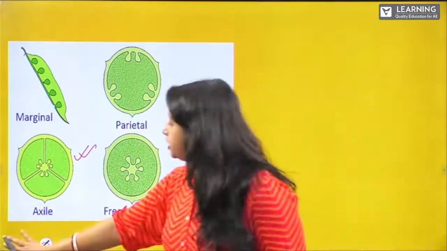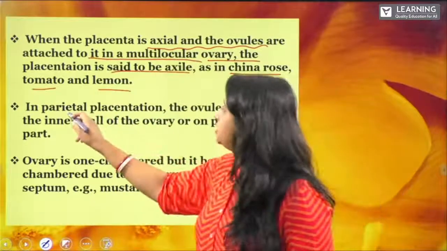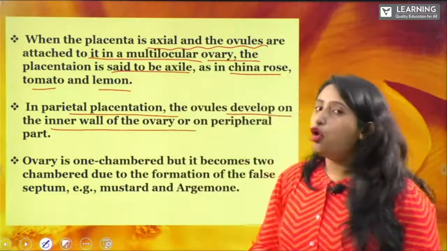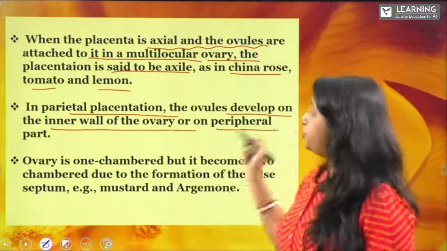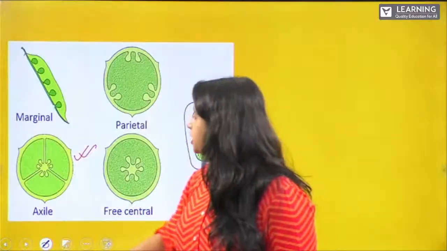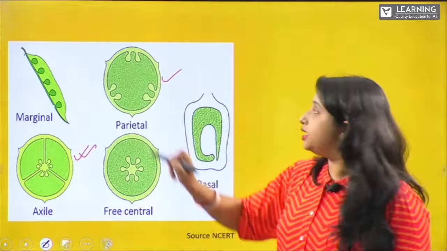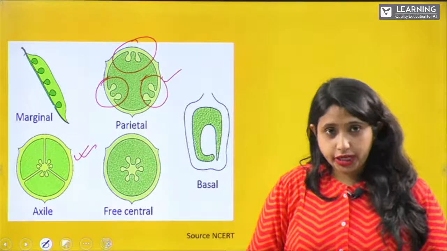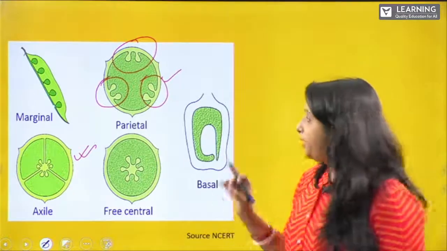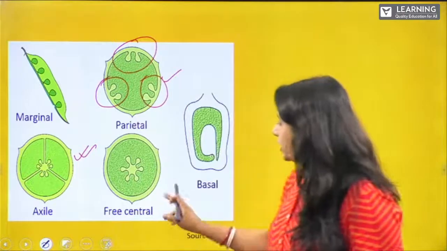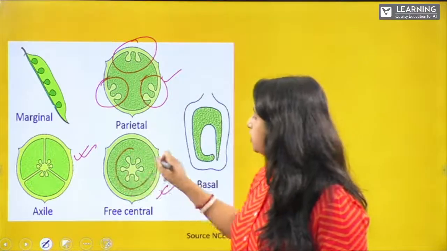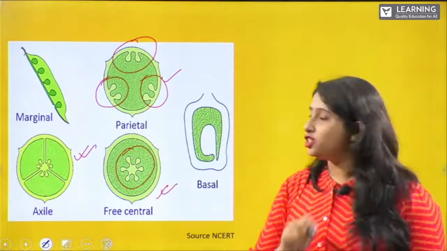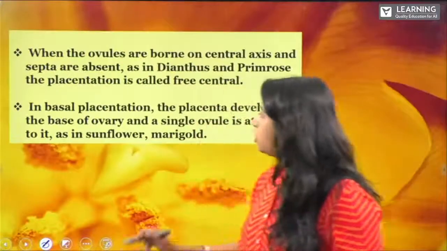When you see the next type of arrangement, that is your parietal placentation, the ovules develop on the inner walls of the ovary, or in the peripheral part. As you can see in this picture, the ovules are developing on the inner walls of the ovary. So that is called your parietal placentation. Now next is what? Free central. So the ovules are developing at the center of the ovary. That is your free central.